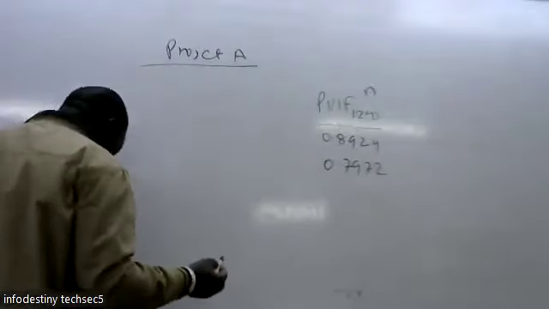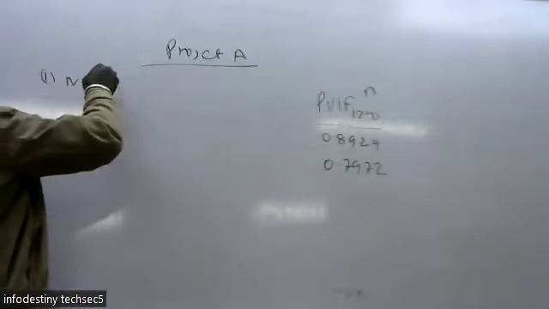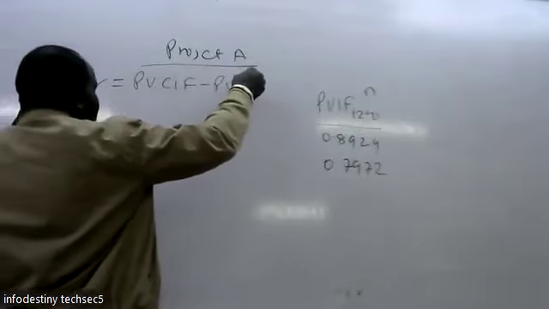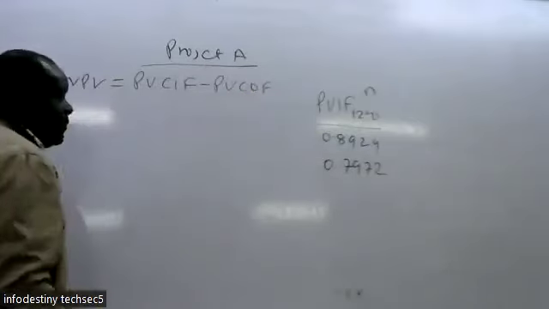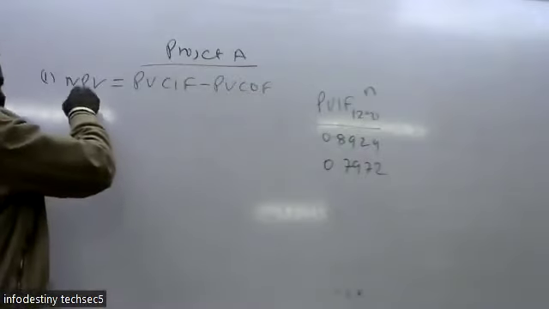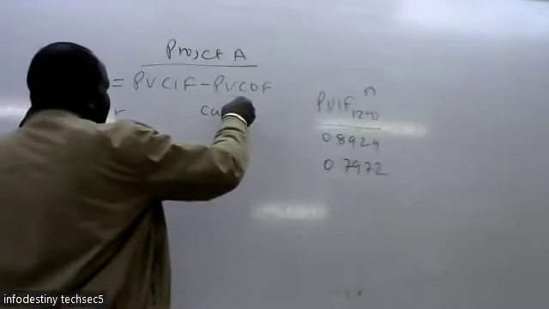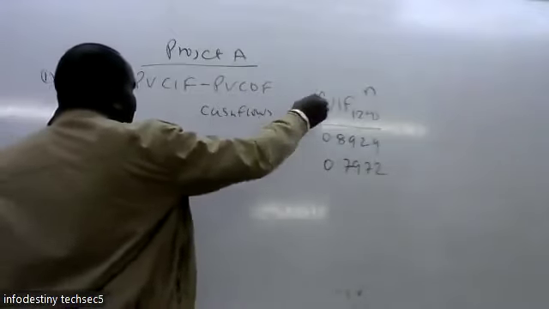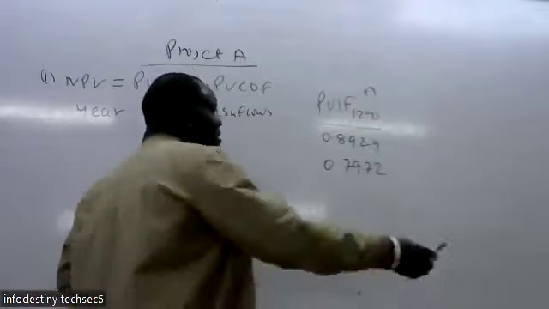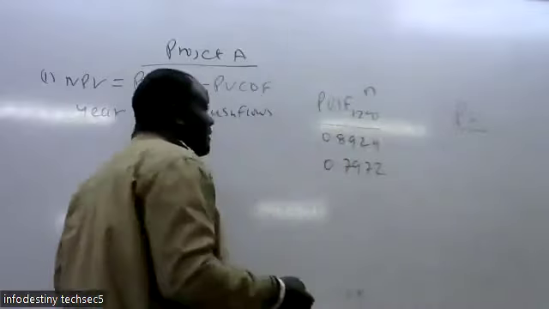So our first step, we compute the NPV, which is present value for the cash inflows, minus the present value for the cash outflows. So there is the year, then cash flows, then present value equals factor 12% each year, then you get the present value like that.